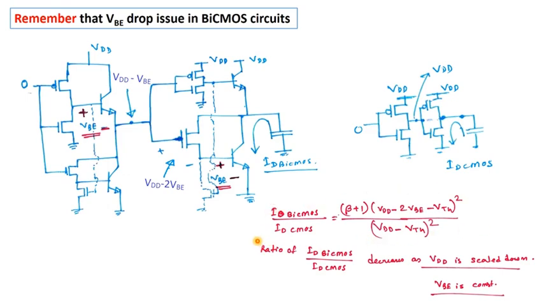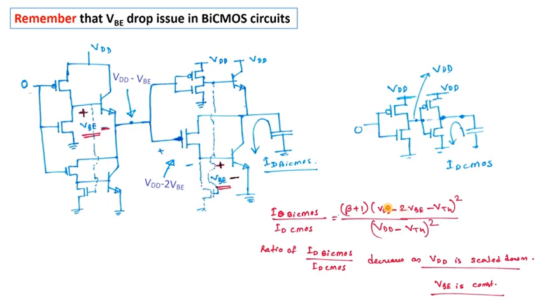Now what is this VBE? VBE is the built-in potential in the PN junction. So that is not going to scale down, that is more or less constant, around 0.6 to 0.7 volt, right? And here you can see it is 2 times 0.6 or 0.7, which is around 1.2 to 1.4 volt. Now the issue of scaling down of this VDD, you know that, right? As you scale down the device size, the VDD will also scale down.